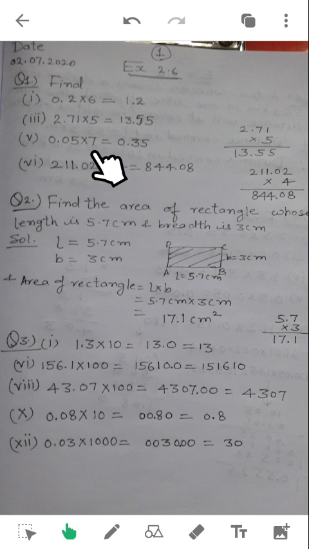0.05 multiplied by 7. Simply you multiply 5 by 7. 5 sevens are 35, we all know. ध्यान से देखिए, यहाँ पे डेसिमल के बाद दो डिजिट है 0 and 5. After decimal, here it is 2 digits. So to place decimal in the answer, we will start counting from the last digit, 1 digit, 2 digit, and here we will place decimal. Now in the sixth part, 211.02 is multiplied by 4.